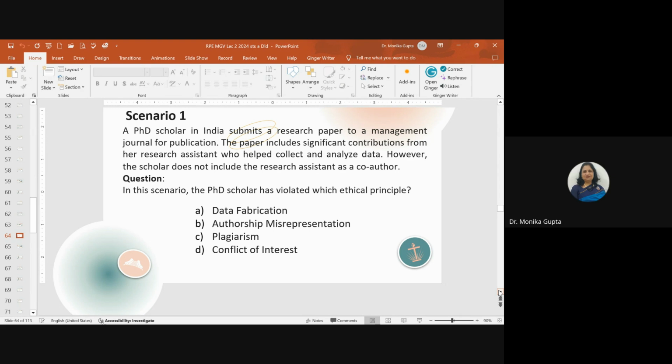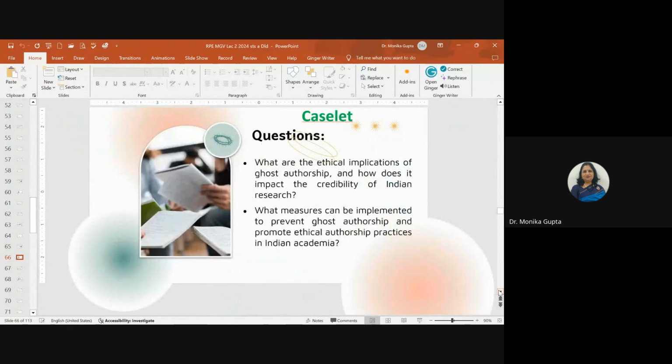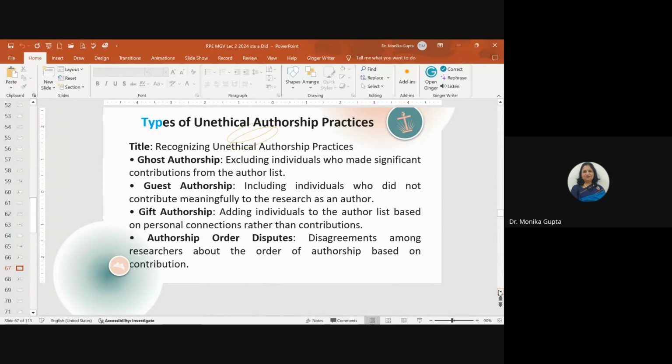Right. Authorship misrepresentation. So this is the next concept. I hope you have heard about ghost authorship. What is this? Somebody is writing and the other fellow is putting his name. Right, somebody is writing on behalf of someone. Ghost authorship. Again, a malpractice. So, excluding individuals who made significant contributions from the authors list.